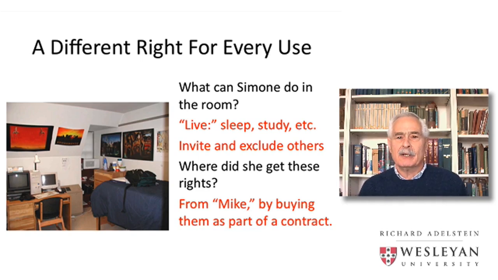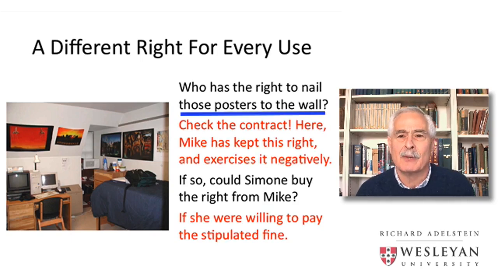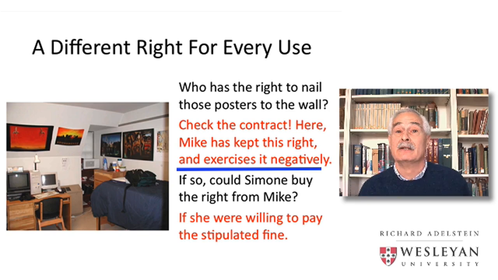But you'll notice in the picture that there are posters all over the wall. Who has the right to nail those posters to the wall? Well, we need to check the contract. That is, the contract that conveyed a certain set of property rights from Mike to Simone, because that contract may well have allowed for Mike to keep or retain some rights to use the room in particular ways. At our university, Mike retains the right to nail a nail into the wall to hang up a poster.